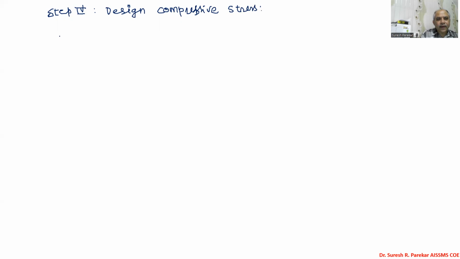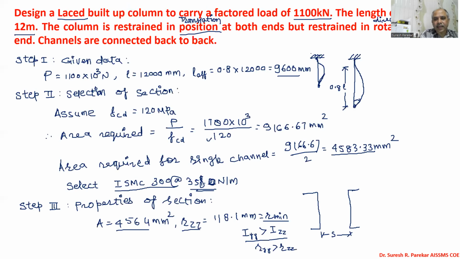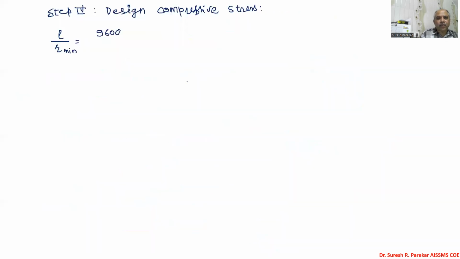And then we have L upon R minimum. Now L we have 9600, and R minimum we have RZZ, 118.1. So if we calculate this value, that is 9600 upon 118.1, it comes 81.29.